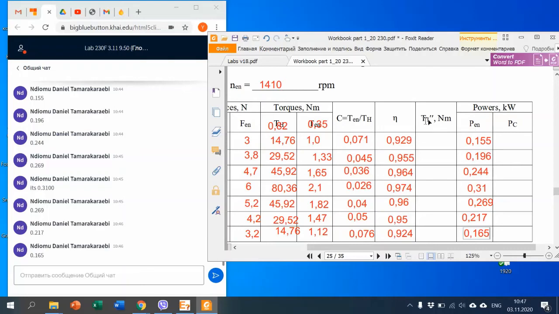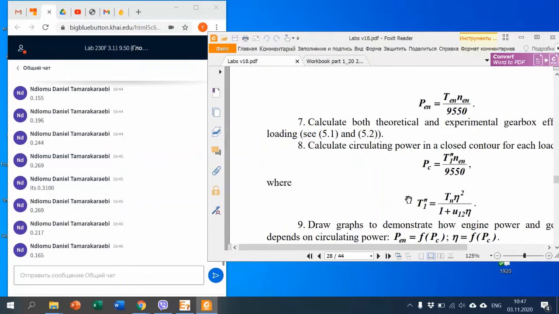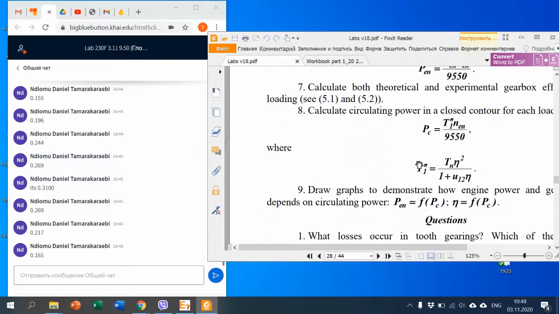First, we need to calculate T1 double dash. T1 double dash should be calculated like this. TH is the load torque. 1 plus U efficiency. Efficiency you know. U is equal to 1, so TH times efficiency squared divided by 1 plus efficiency.